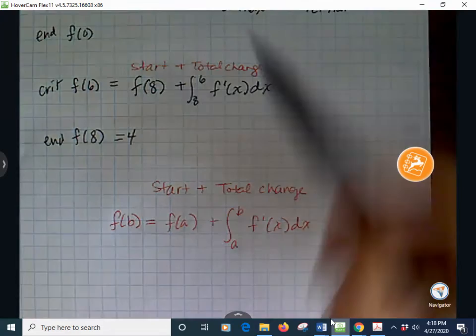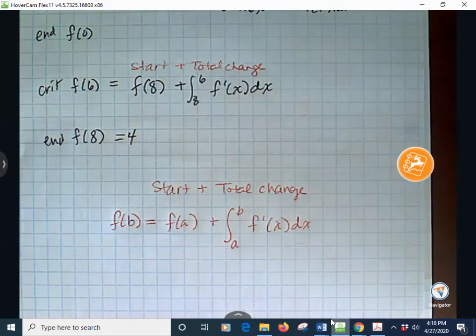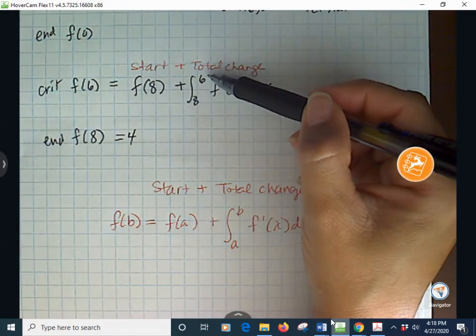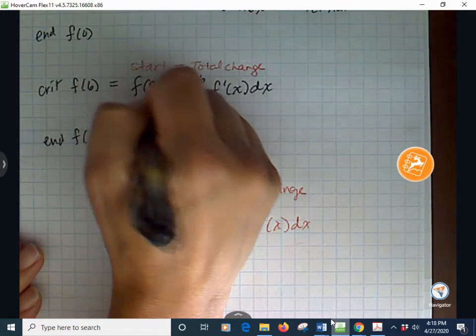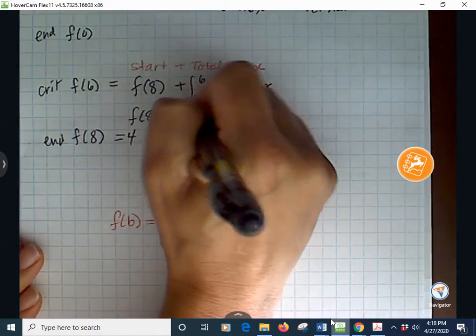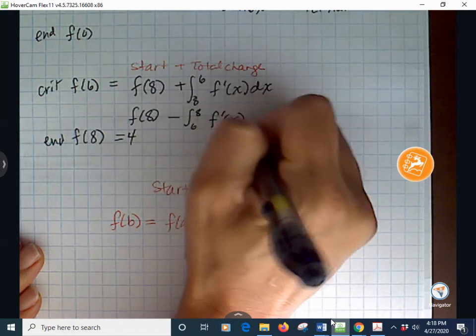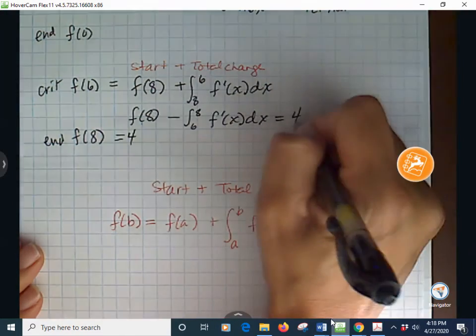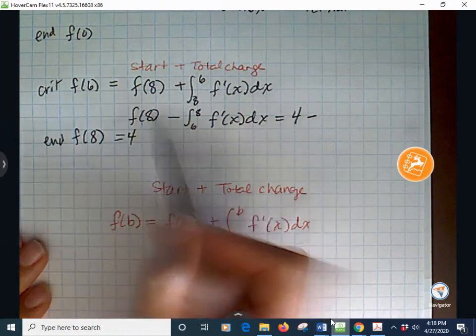Okay, now since the 8 is greater than 6, if you remember properties of integrals, we can switch our limits of integration around, and then that just means that we have to subtract. So then this is going to be f of 8 minus the integral from 6 to 8 of f prime of x dx.